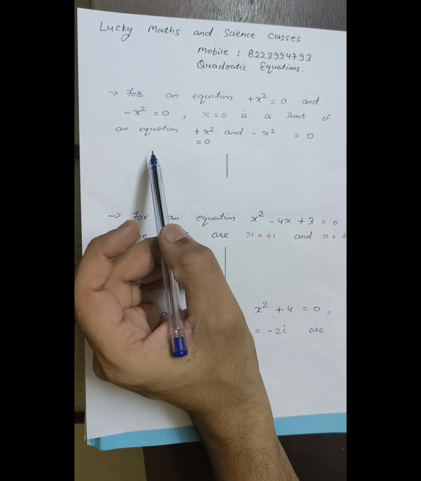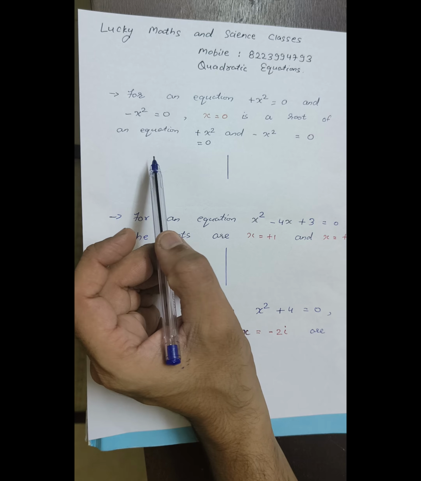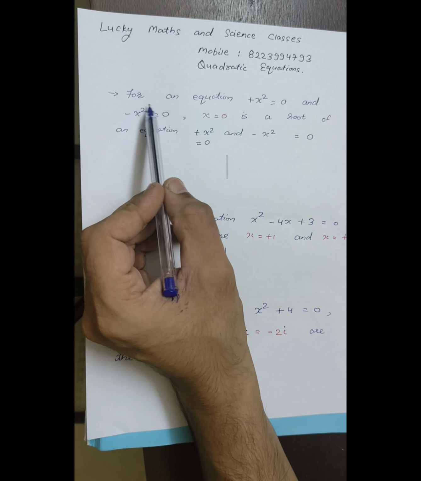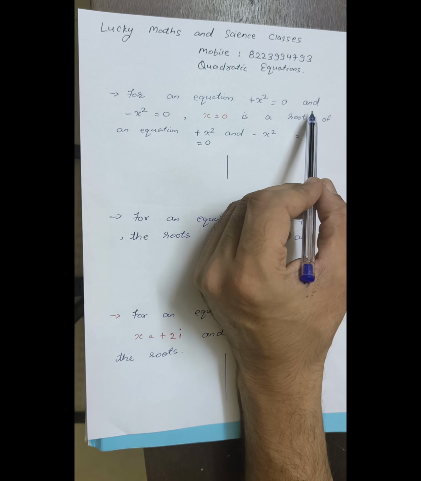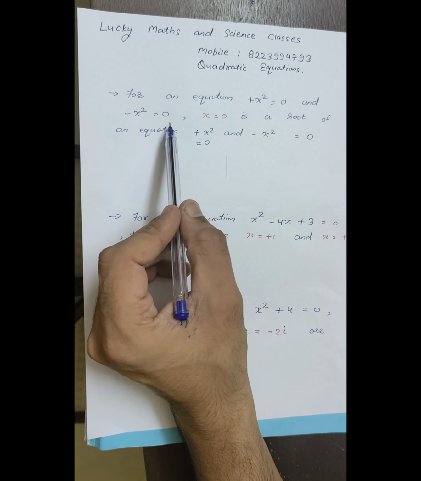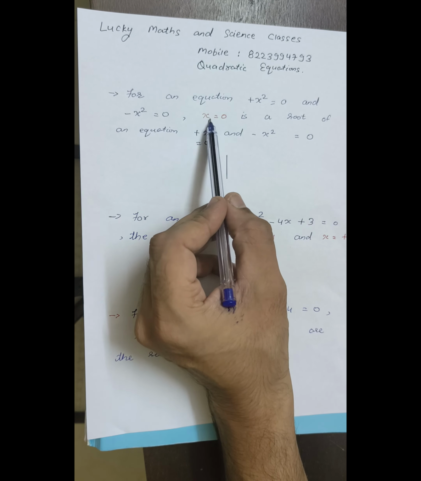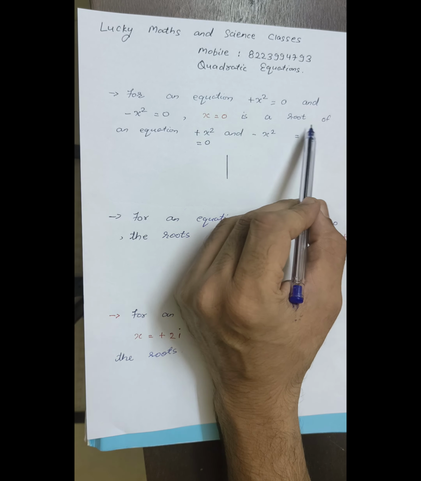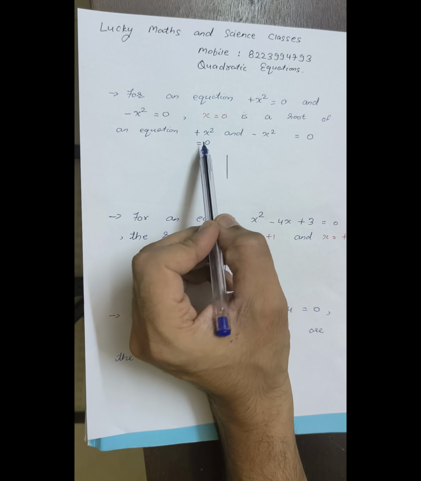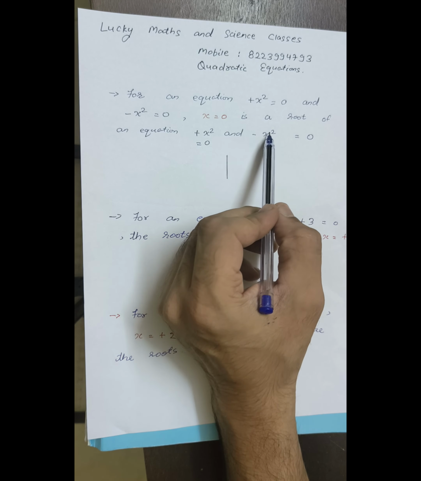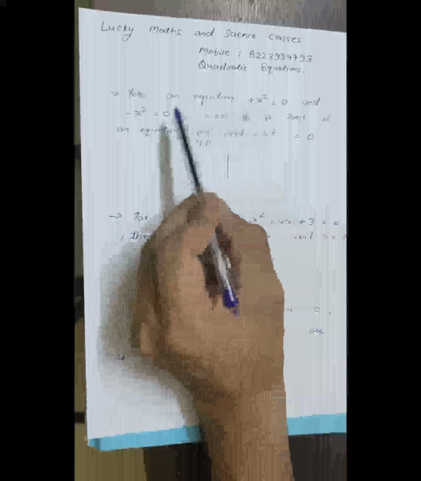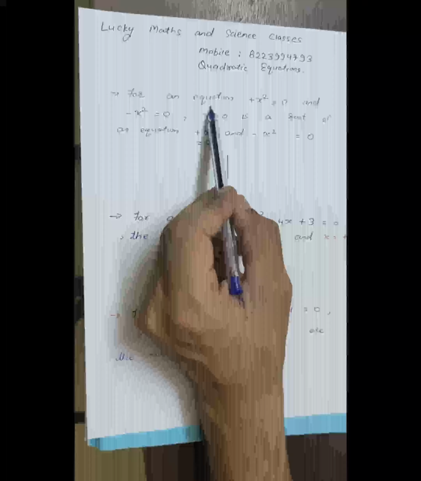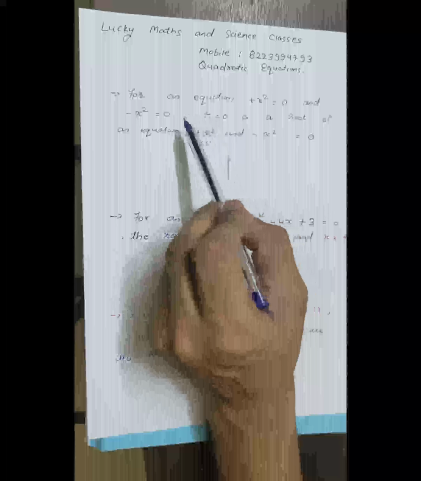Let's understand the concept of roots more deeply. For the equations plus x square is equal to 0 and minus x square equal to 0, x is equal to 0 is a root. मतलब अगर हम इन दोनों इक्वेशन में x की वैल्यू 0 सब्स्टिट्यूट करते हैं तो ये कम्प्लीटली सेटिस्फाई हो जाएगा.